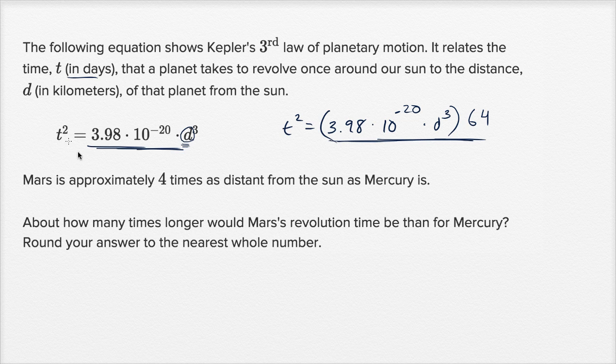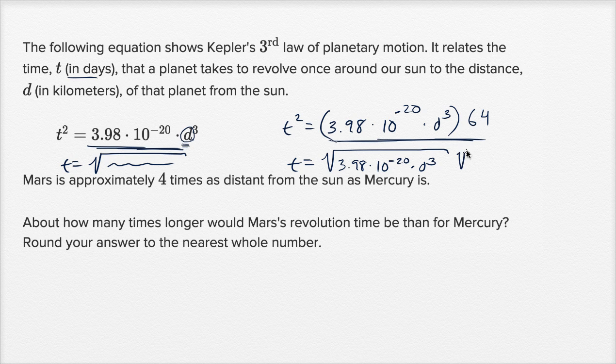So over here, you would get that t is equal to the principal root of all of this business right over here, the 3.98 times 10 to the negative 20 times d to the third. Here you're going to get t is equal to the principal root of 3.98 times 10 to the negative 20 times d to the third times, you could throw the 64 into the radical, or you could say times the principal root of 64. Well, the principal root of 64 is 8.